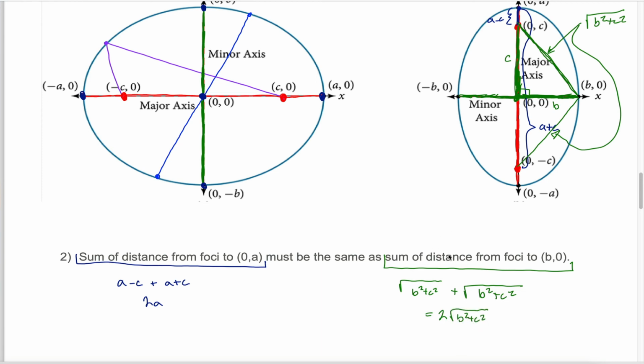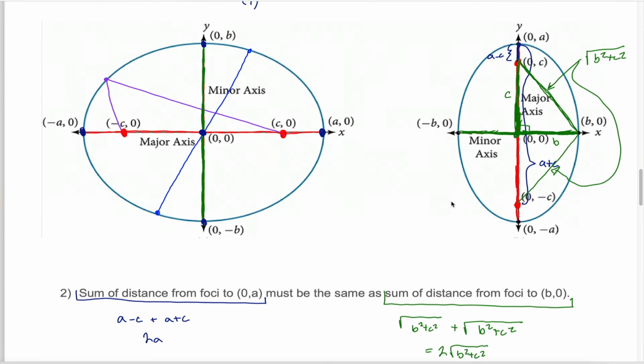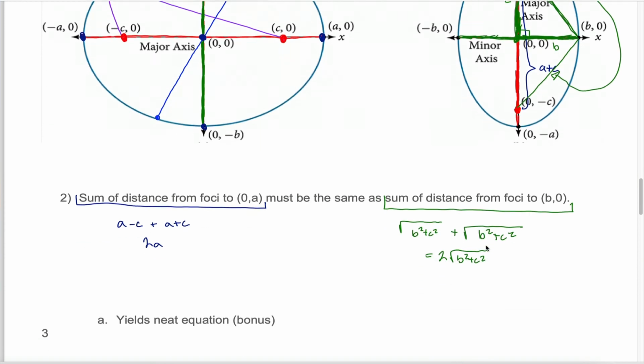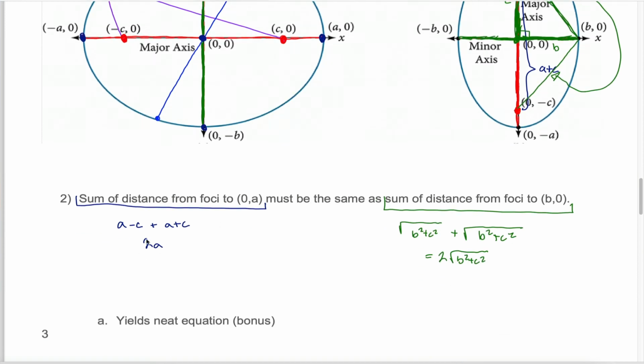I know your patience is probably running out, but look what we just figured out. This vertex and this vertex are both along the ellipse. The sum of the distances from the foci to any points, vertices or not, on the ellipse must be the same. Therefore, 2a must be the same as 2 times the square root of b squared plus c squared. If I divide both sides of this equation by 2, I get that a must be equal to the square root of b squared plus c squared. And if I square both sides of the equation, I get a squared equals b squared plus c squared.